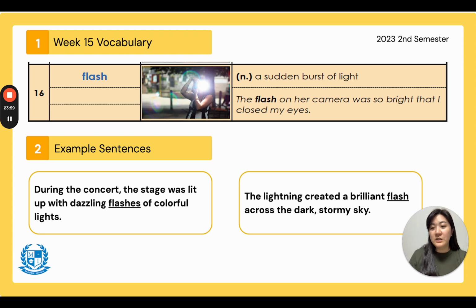Example 1. During the concert, the stage was lit up with dazzling flashes of colorful lights. Flashes. And now, the next one. The lightning created a brilliant flash across the dark, stormy sky. I'm sure you guys have all seen lightning flash through the dark night.